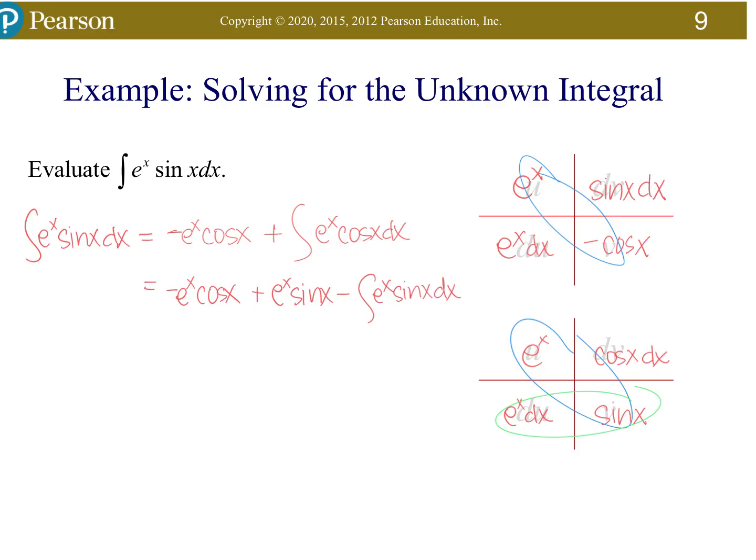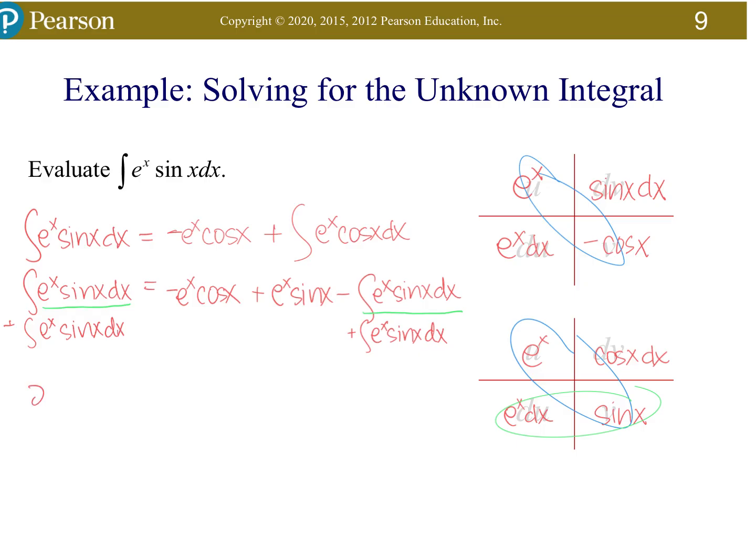This is where we realize that we're encountering the same combination that we started with. So our original was also e to the x sine x dx. So we have what are called like terms. We've got the integral of e to the x sine x dx on one side, and then we have the minus integral of e to the x sine x on the other side. So this means that we can move the one integral over to the other. So we're combining like terms. So we're adding this e to the x sine x dx over to the other side.